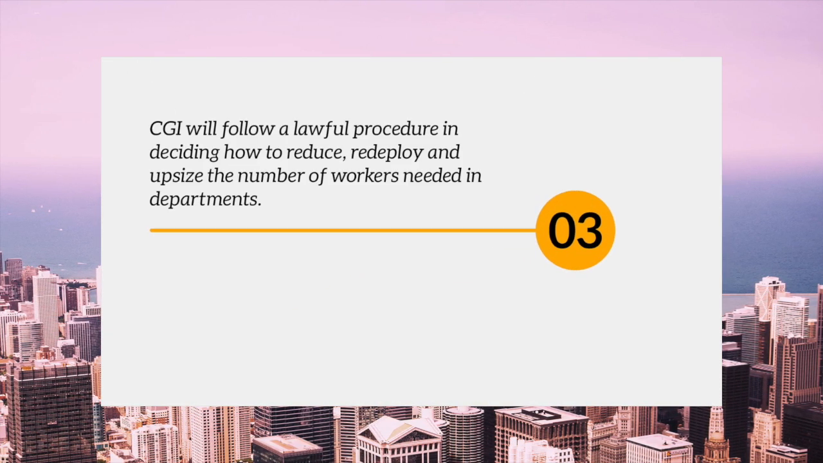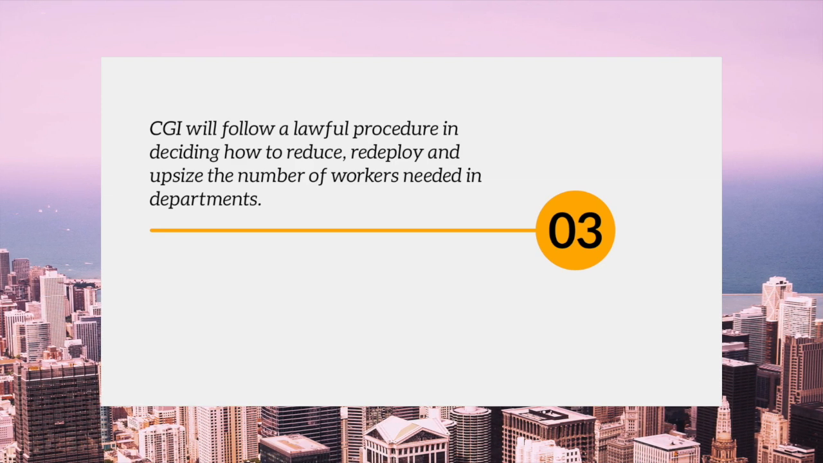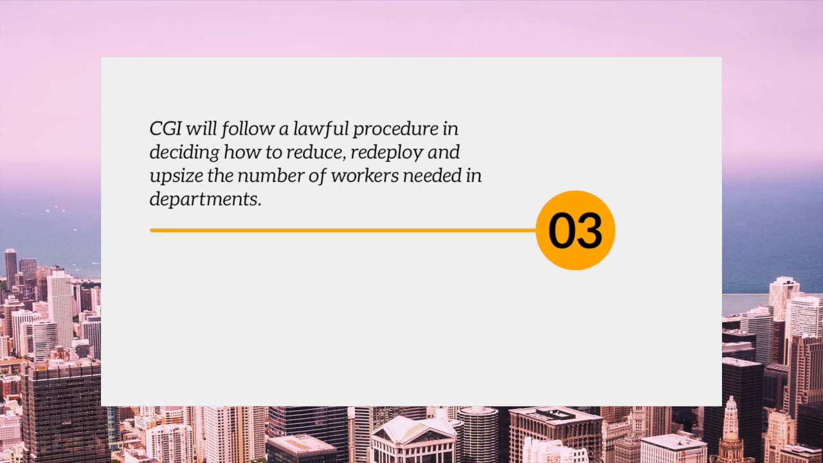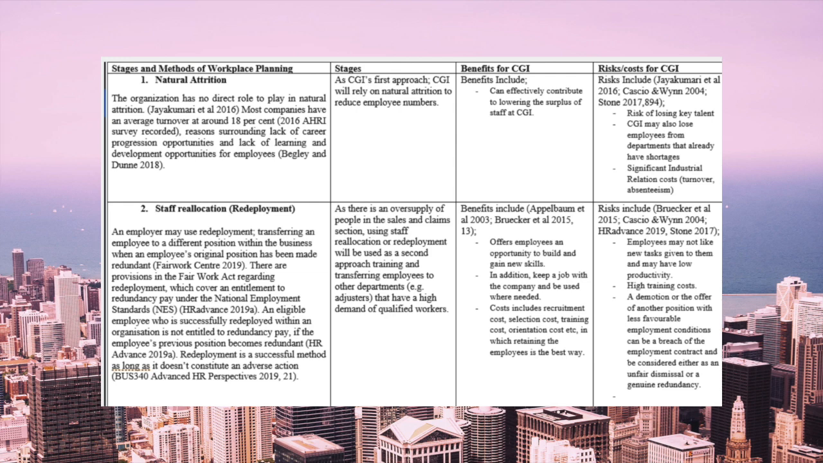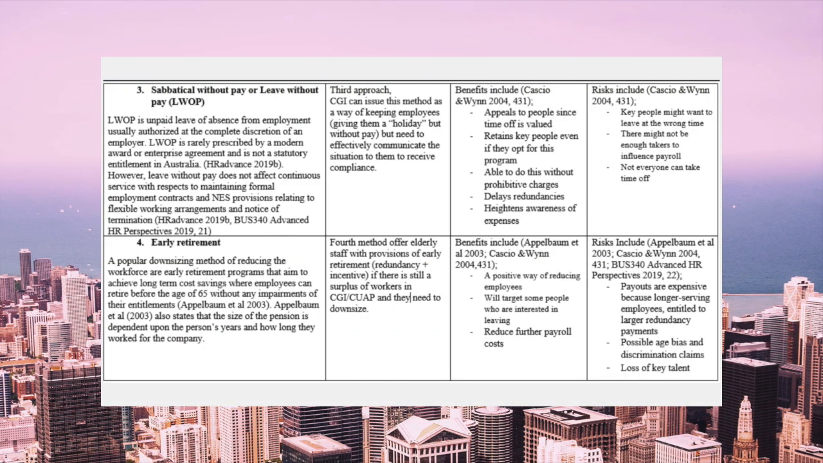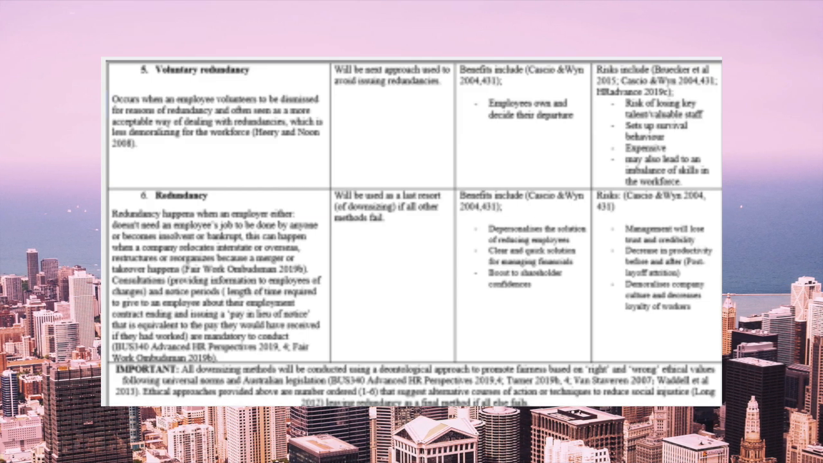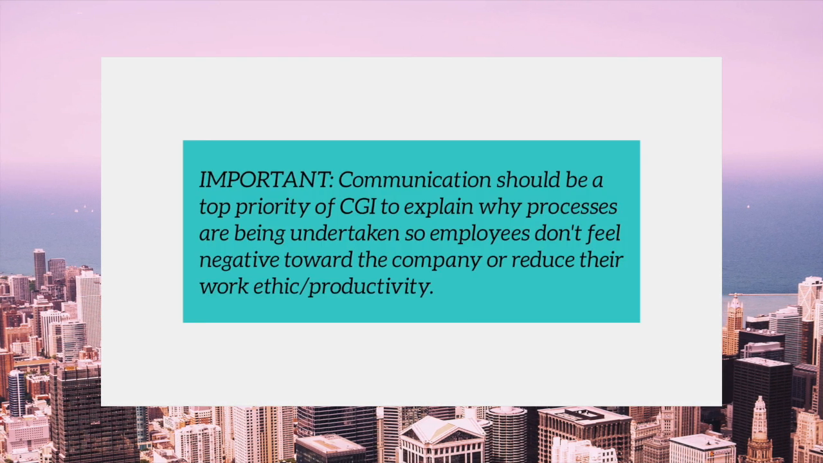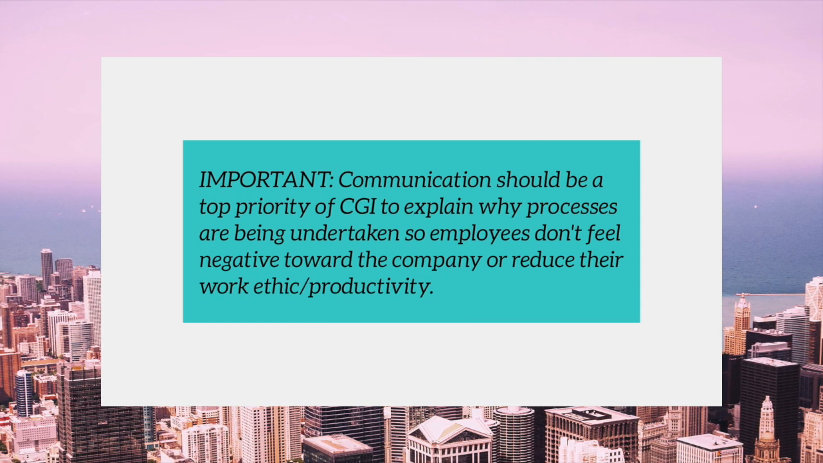CGI will follow a lawful procedure in deciding how to reduce, redeploy and upsize the number of workers needed in departments. Risks and benefits of each method are outlined in the sample. Processes will follow natural attrition, staff reallocation, redeployment, sabbatical without pay or leave without pay, LWOP, early retirement programs, voluntary redundancy and redundancy. Effective communication is vital between workers and employer to reduce negative attitudes and actions towards CGI.